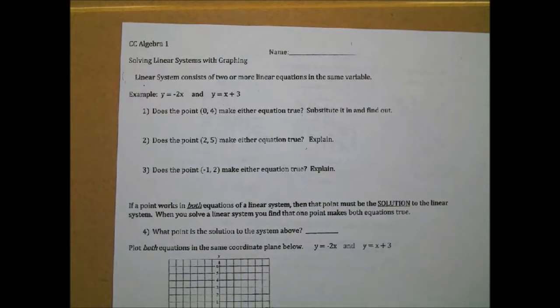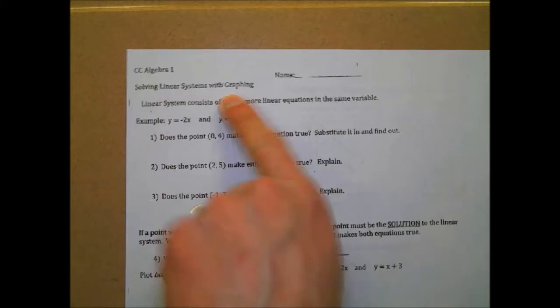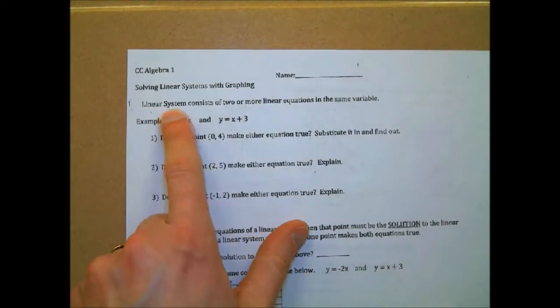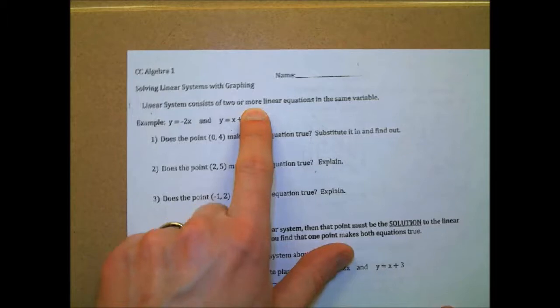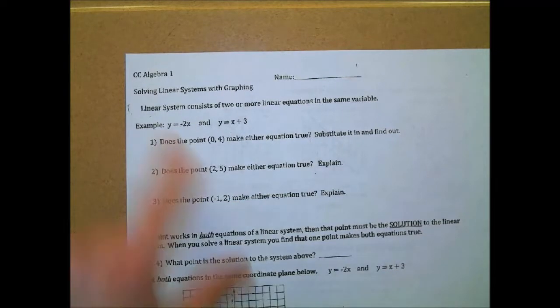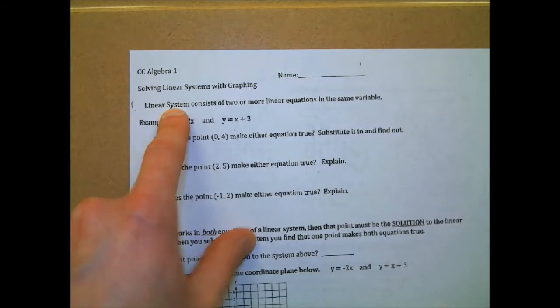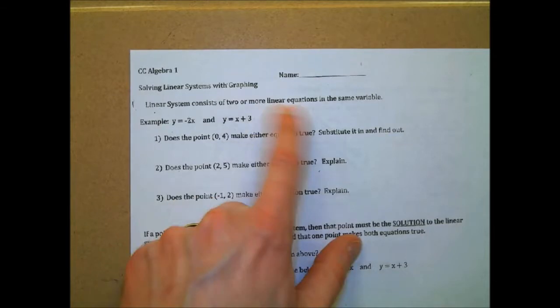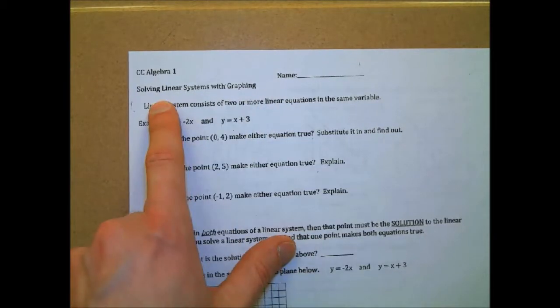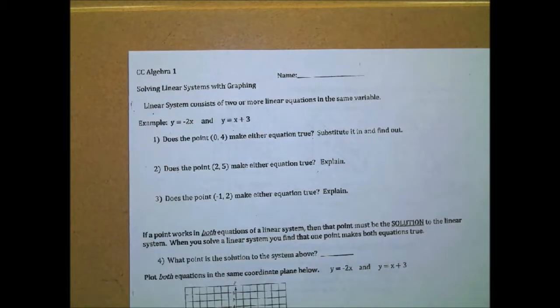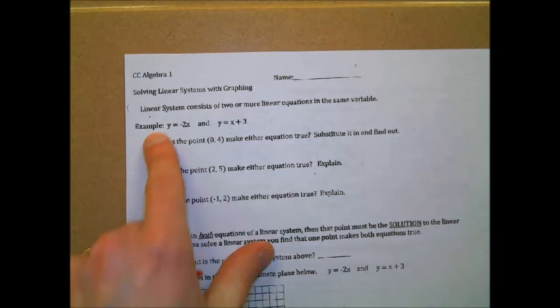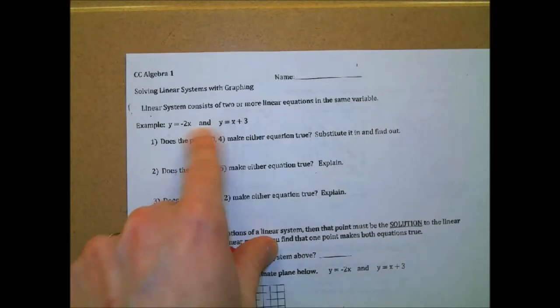Marilyn, we're talking about solving linear systems with graphing. A linear system consists of 2 or more linear equations. Now you'll notice here it's specifically called a linear system. That's why it consists of 2 or more linear equations. A regular system of equations could consist of 2 or more any kind of equations. Here are examples of the system, both linear equations.